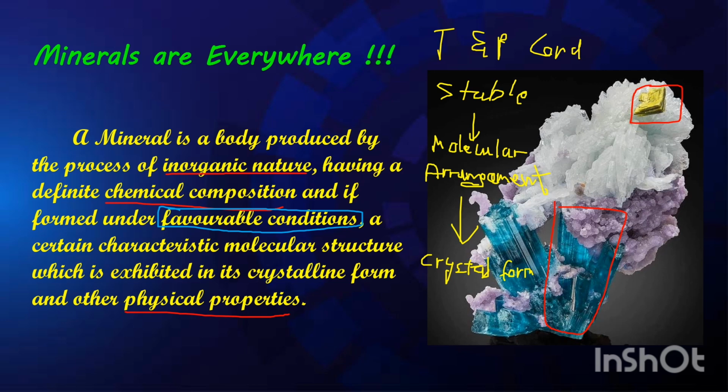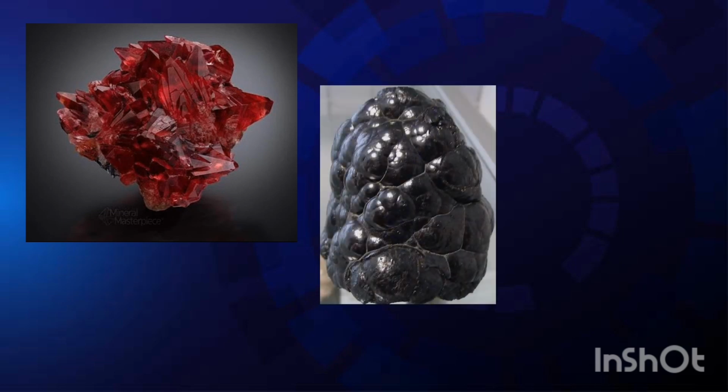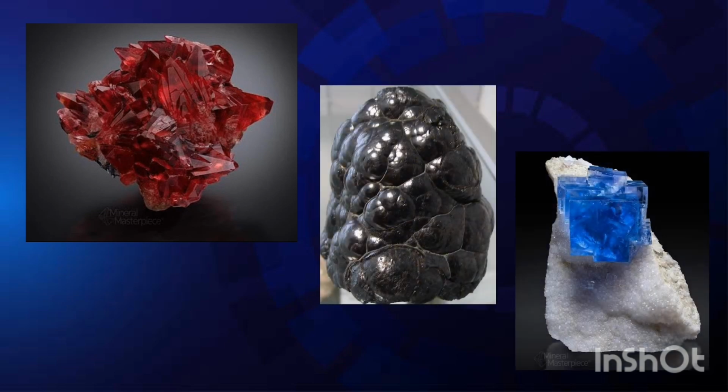So let's move towards some examples. Some minerals are varied in nature, and each species is unique in terms of composition, molecular arrangement, and morphological features. So I have taken three common basic examples. The first one is rhodochrosite. This is a manganese carbonate mineral, which is usually found as prismatic pyramidal crystals. These are pyramidal terminations.